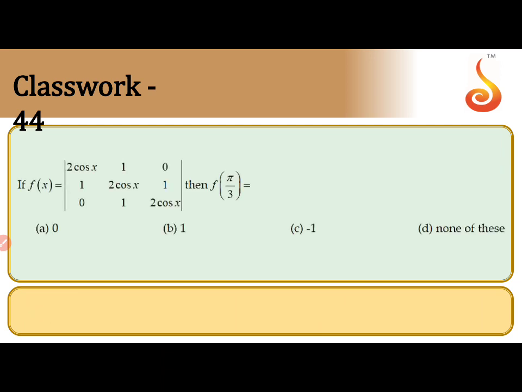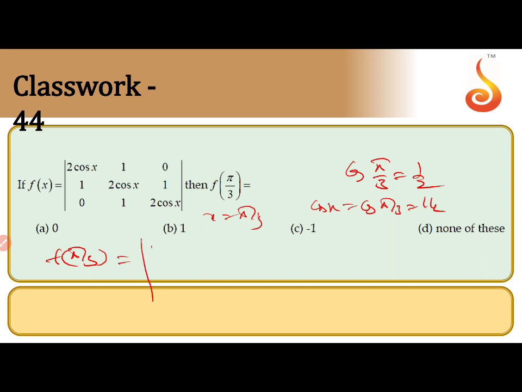Next, this one: f of pi by 3. Substitute x equal to pi by 3. So cos pi by 3 has value 1 by 2. Everywhere when x is pi by 3, f of pi by 3 means x equals pi by 3 can be substituted. So cos x will be cos pi by 3, which gives 1 by 2. So the determinant f of pi by 3 equals 2 into 1 by 2, 1, 0; next 1, 2 into 1 by 2, 1; 0, 1, 2 into 1 by 2. So this equals 1, 1, 0; 1, 1, 1; 0, 1, 1.